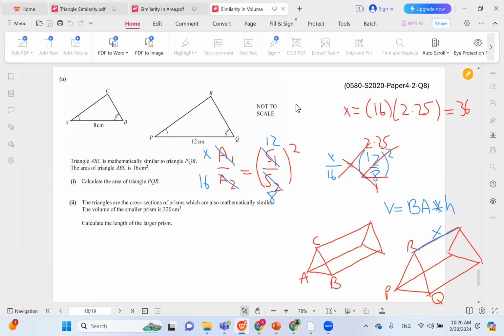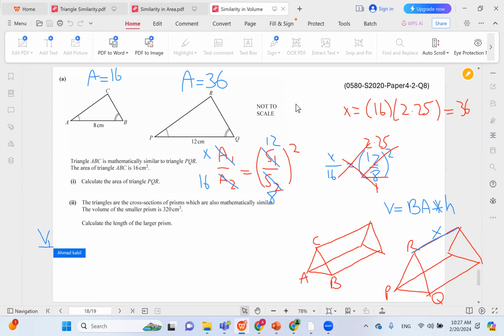We already know from question i that the area of triangle ABC is 16, and we figured out that the area of the bigger triangle, PQR, is 36. So we already know the area. In order to get the length, we just need to get the volume, and then we can substitute into the equation and get the height or the length. So how do we get the volume here? We use the equation, of course.